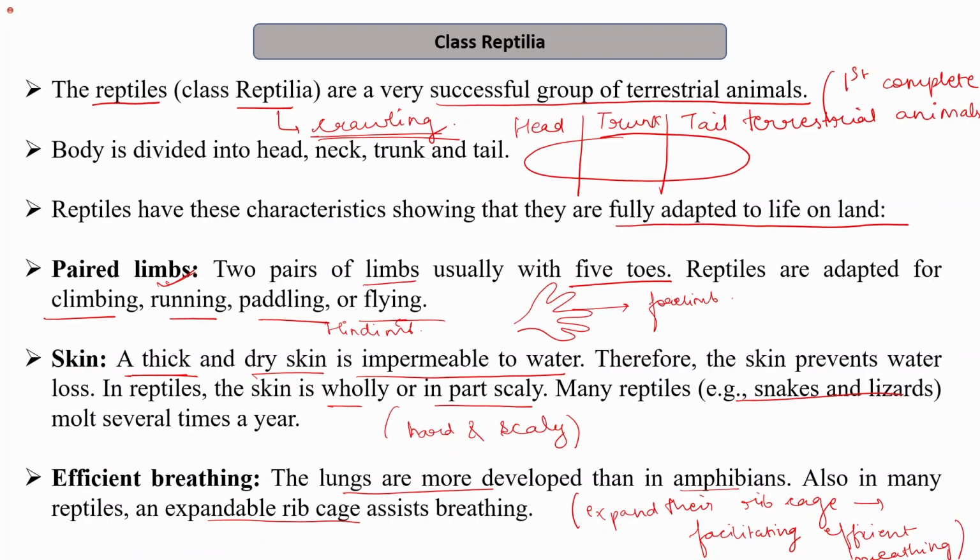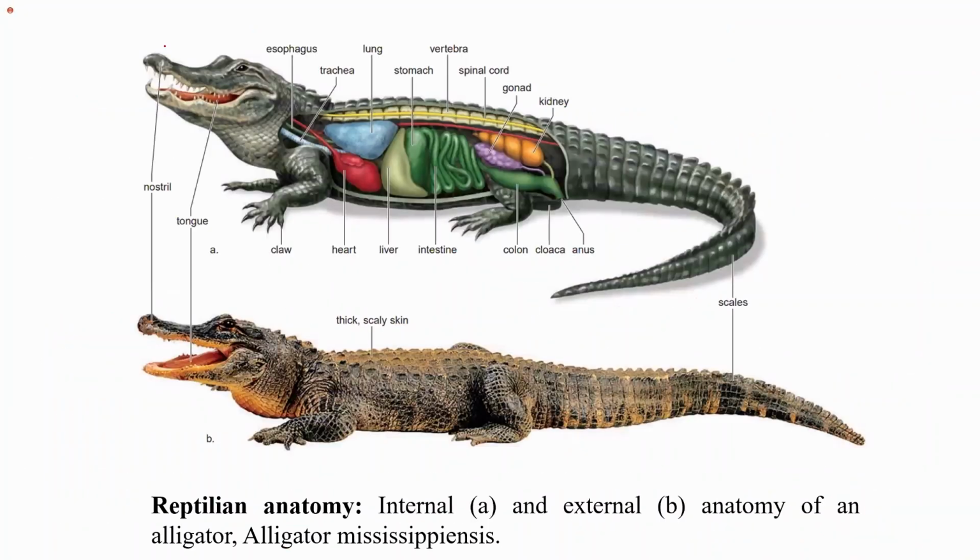So these characteristics and many more that we are going to learn help the reptiles to adapt to life on land. This is the basic anatomy, in which they have a well-developed nostril, and a well-developed alimentary canal that consists of the tongue, esophagus, and stomach, and their opening is known as the cloaca. So they have a cloaca, which is the opening, and the waste is secreted out through the anus.